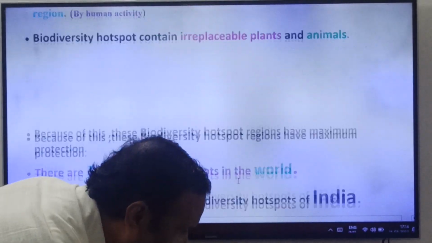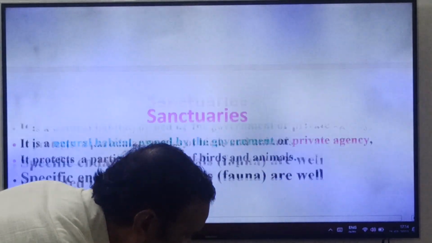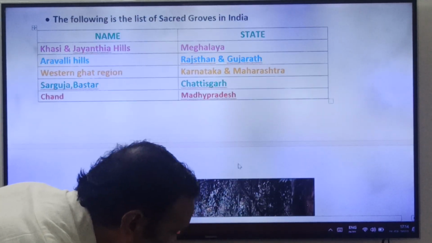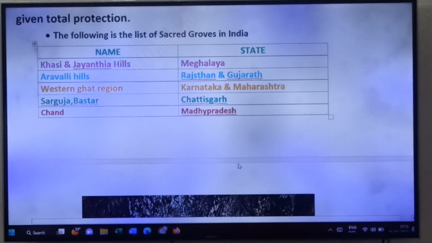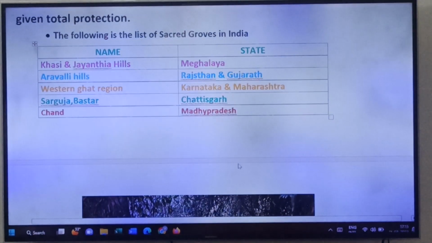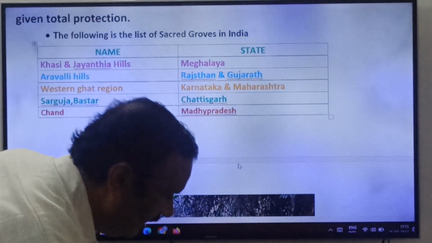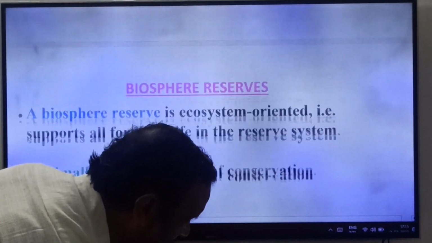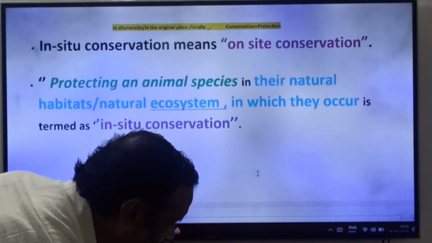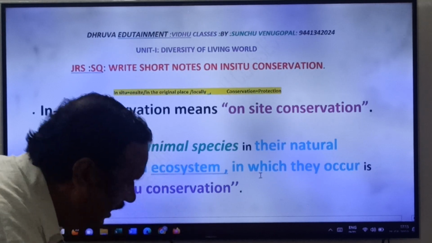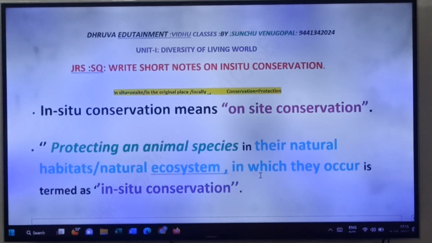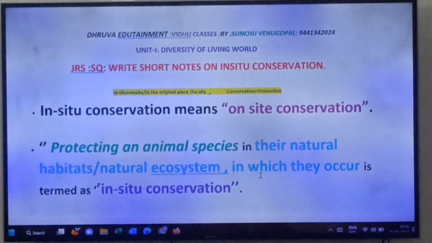Okay, how many sacred groves? You have to learn by heart, friends. 5. What are they, friends? Khasi Jaintia Hills, Meghalaya; Aravali Hills, Rajasthan and Gujarat; Western Ghat region, Karnataka and Maharashtra; Sarguja, Bastar, Chhattisgarh, Chanda, Madhya Pradesh. Okay friends, this is about what friends? In situ conservation. Conservation of animals at their own area, at their local area is called what, friends? In situ conservation.